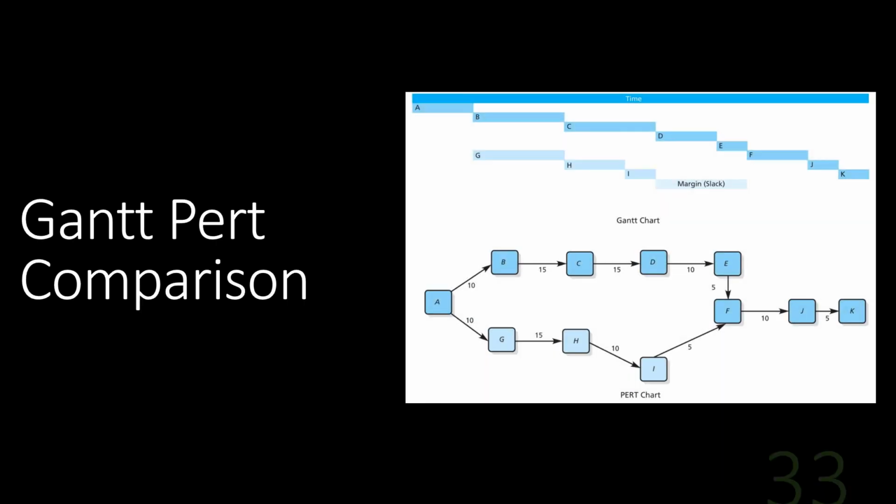So you can see here the Gantt chart's on the top, the Pert chart is on the bottom. They both follow a sequence, but a Gantt chart is on a strict timeline, so the length of each bar tells you how long a task will take. A Pert chart, even though it goes in sequence, doesn't necessarily follow a specific timeline.